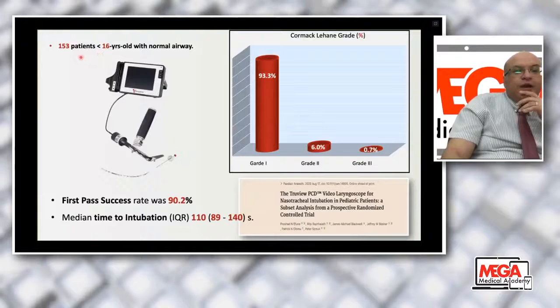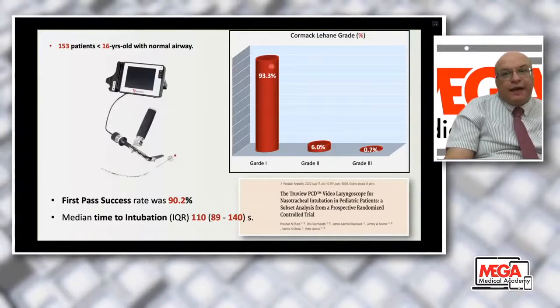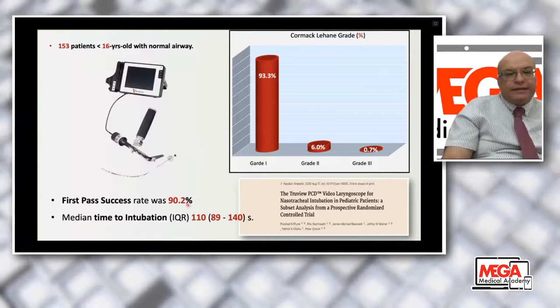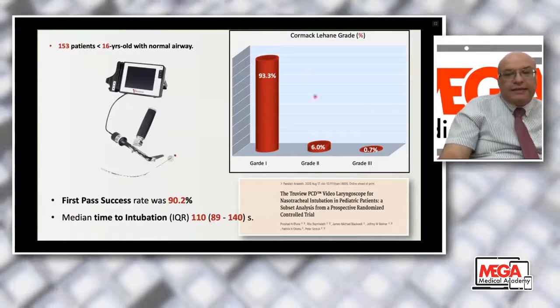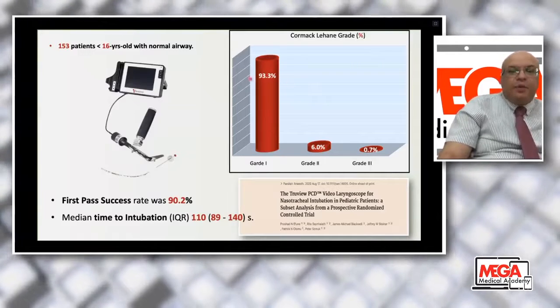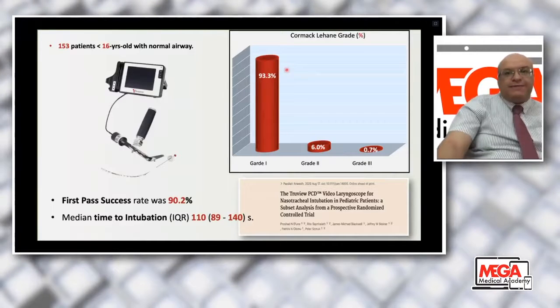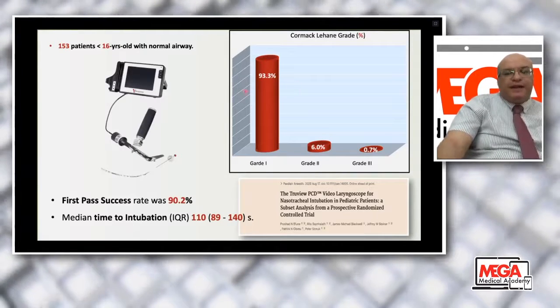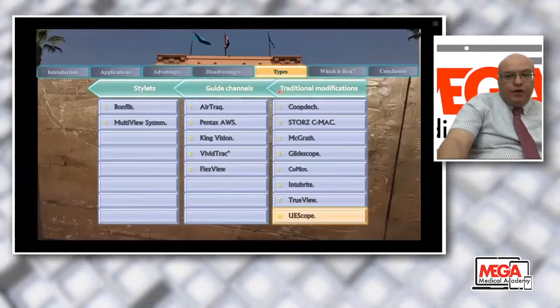There is a study including 153 patients less than 16 years old with normal airway. You can see the success rate is 90%. This is an observational study, and the success rate could be translated into optimizing the glottic view. You know, grade 1 in Cormack-Lehane means the best view. 93% of patients are associated with such a good view.